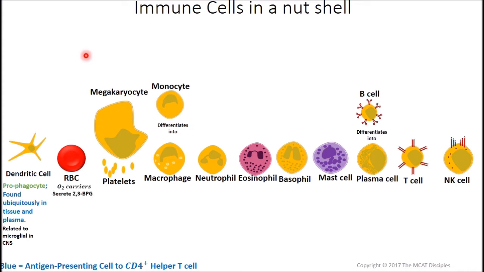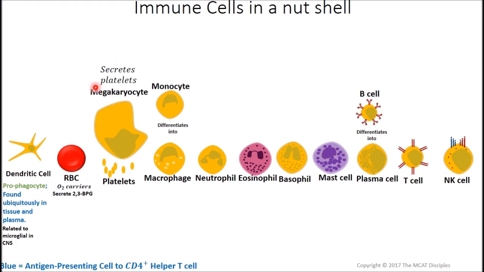The red blood cells are obviously O2 carriers and secrete 2,3-BPG. We talked about that in biochemistry. When you have low O2 in the tissue beds, red blood cells start to secrete 2,3-BPG by doing a bypass of the glycolysis phase and give up the opportunity to make ATP to form 2,3-BPG.